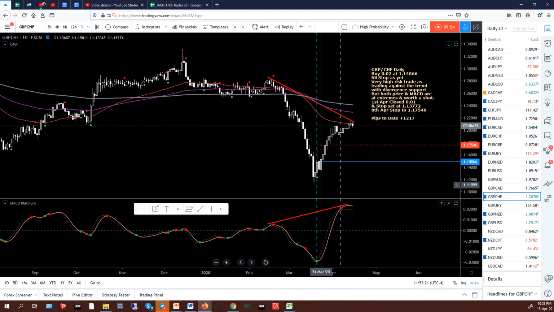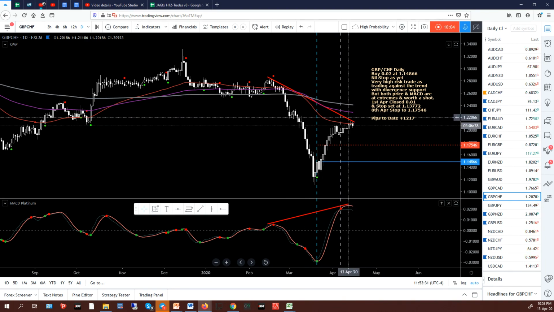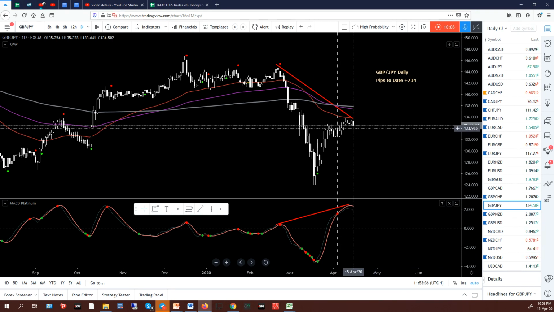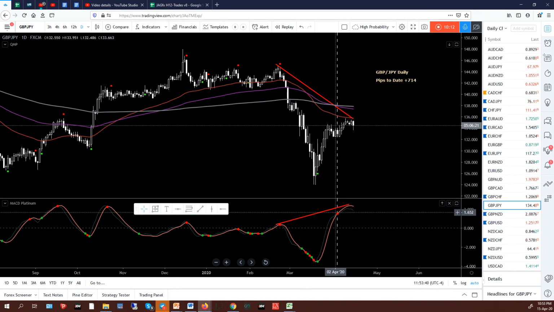Pound Swiss, this is the one I am in. It was a buy down here, good entry, gone up nicely, starting to roll over, stop in place, possible sell coming up, hidden bearish divergence. Pound Yen, same deal, hidden bearish divergence, possibly setting up, has to be confirmed.